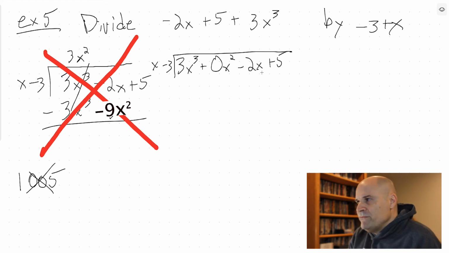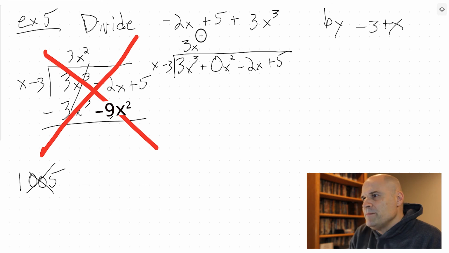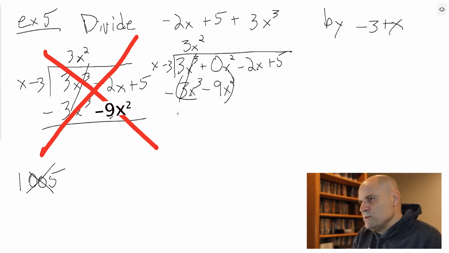So first step, divide. So 3x cubed divided by x is just 3x squared. Now multiply: 3x squared times x, 3x cubed. 3x squared times -3 is -9x squared. Subtract. So when you subtract, remember, you don't have to even worry about that first term. So you're really just subtracting -9x squared, so you're adding positive 9x squared to a 0x squared. So you get 9x squared minus 2x. Bring down the next one.